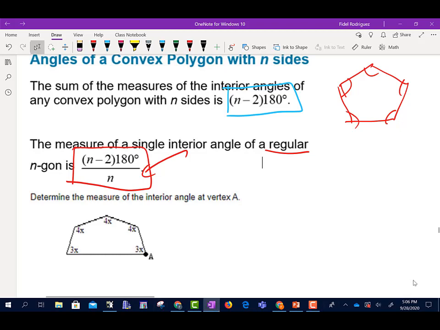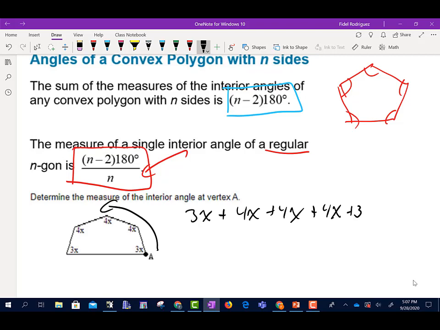Okay, so we're going to add up all these angles here. So let me get my pen. I'm going to say 3x plus, I'm just going to go in this direction, 4x plus 4x plus another 4x plus another 3x is equal to the measures of the inside, right? All those angles. N sides. How many sides do we have? 1, 2, 3, 4, 5. So that's my n, 5 minus 2 times 180.